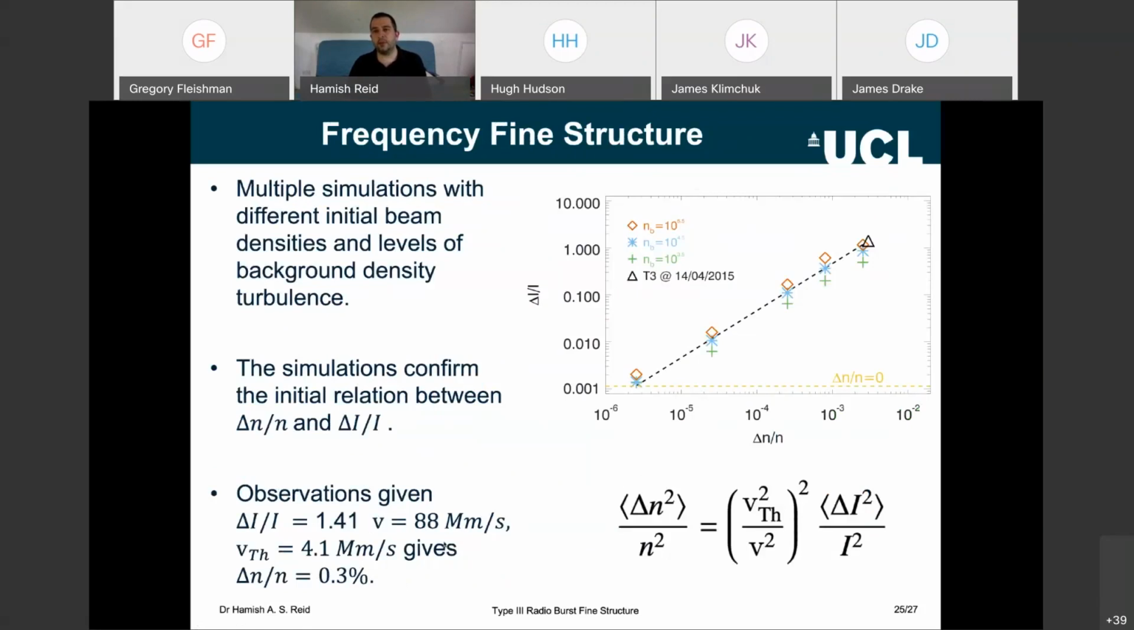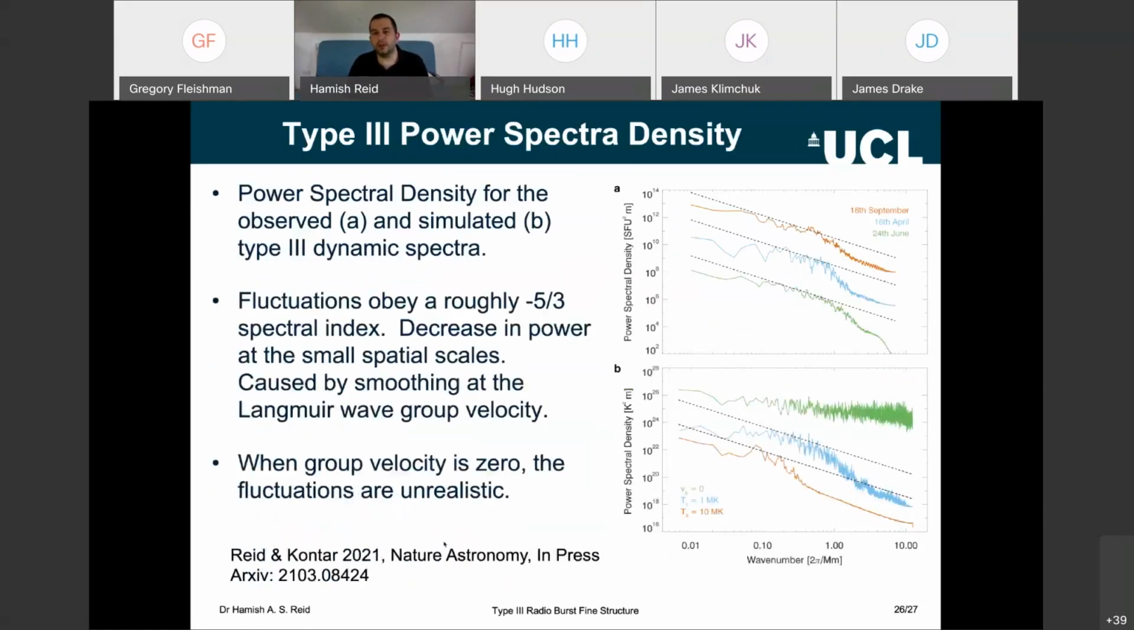But not just that. If you remember, there had been a study that looked at the power density spectra as a function of wave number. And so we did the same thing with the type 3 bursts. And we found again, indeed, that there is this sort of -5/3 power density spectrum at wave numbers below about 1 in 2 pi over megameters. So you can see here that there is, again, this direct relation between the density turbulence power spectrum and what we see in the radio emission.